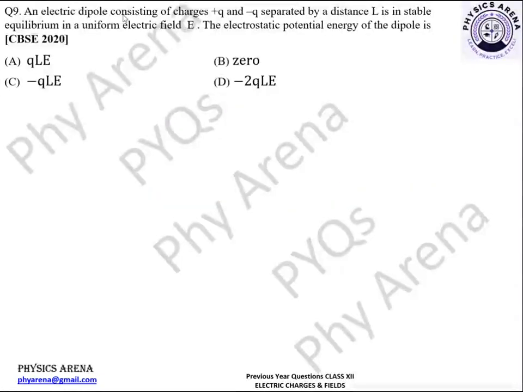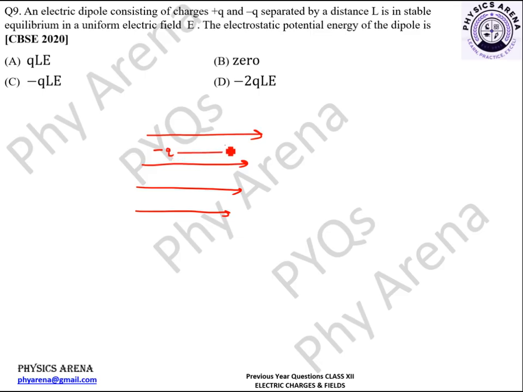Question 9. An electric dipole consisting of charges plus q and minus q separated by a distance L is in stable equilibrium in a uniform electric field E. The electrostatic potential energy of the dipole is. So we are having an electric field and the dipole is placed in stable equilibrium. It means it is placed in such a way that the dipole moment is in alignment with the electric field. So this is the direction of P and this is the direction of electric field. They both are in the same direction.